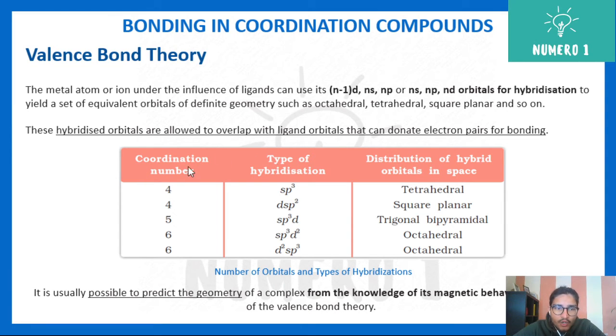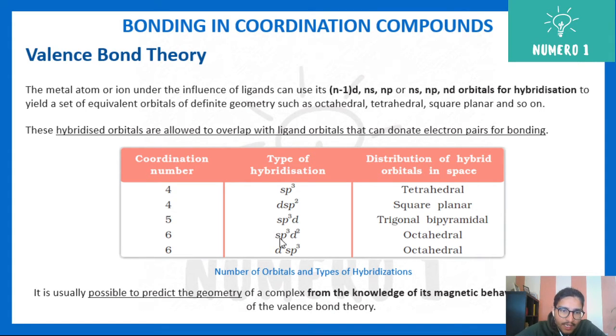Now you can see coordination numbers 4, 4, 5, 6, 6. If the coordination number is 4, it can have sp3 hybridization, and this geometry will be tetrahedral. dsp2 hybridization gives square planar geometry. sp3d gives trigonal bipyramidal geometry. sp3d2 gives octahedral geometry, and d2sp3 also gives octahedral geometry.